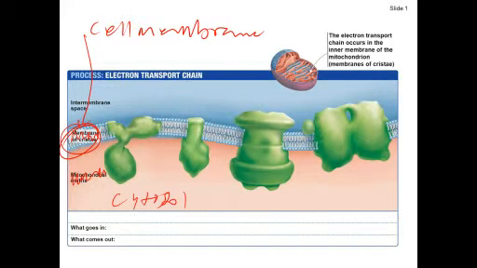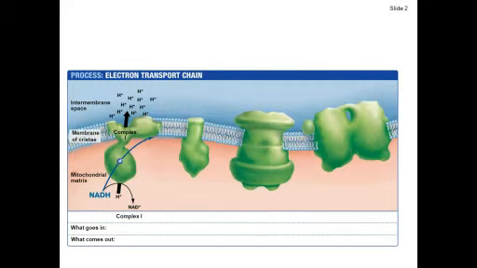Alright, now in this process you have your electron carrier molecule that transfers electrons to the protein complexes. Protein complexes don't consist of one protein. It's a protein complex, so there are many proteins interacting together that make up the complex as a whole. NADH transfers electrons to this first complex.